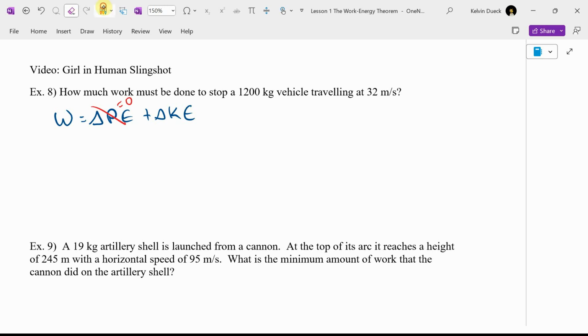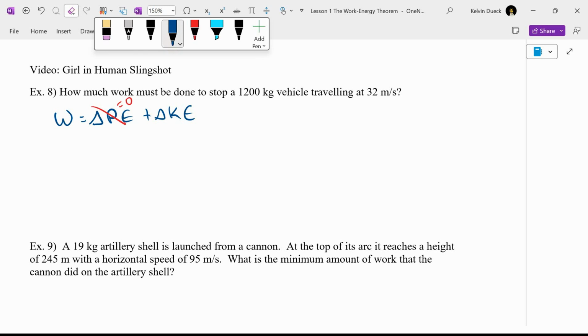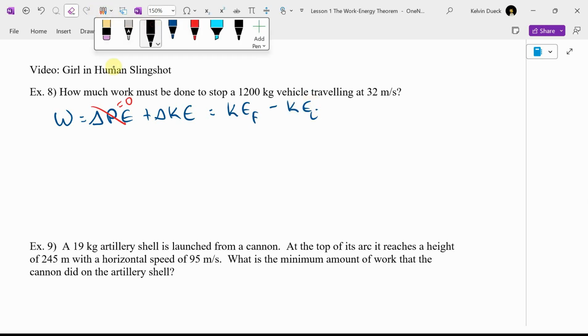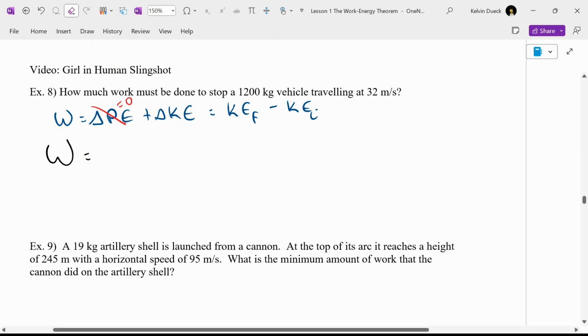What's change in anything? It's going to be KE final minus KE initial. I agree. Work is going to be, oh, can you all underline the word stop? What does stop tell me? What's 0? Joseph, what's 0? V final. And if V final is 0, what else must be 0? Yeah, you know what? That must be 0 because of stopped.